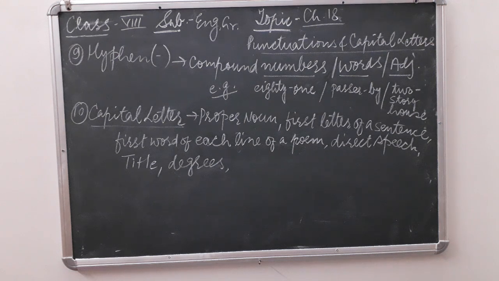For example, one more thing, Padma Shri, Padma Vibhushan, these are also titles which are given to people in different fields. So Padma Shri, P will be capital; Padma Vibhushan, P will be capital; Bharat Ratna, B and R will be capital.